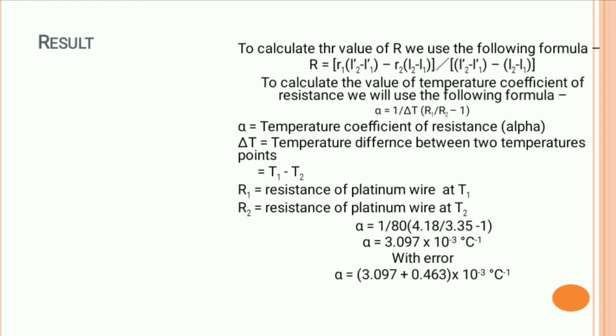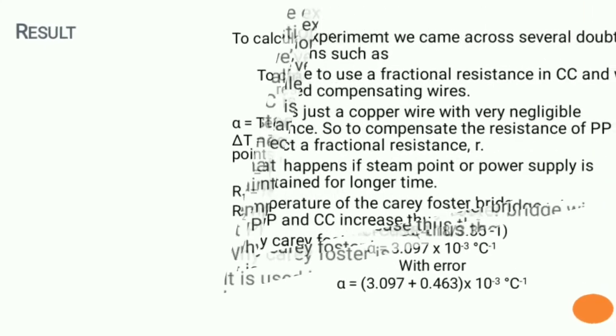Alpha is the temperature coefficient of resistance. Del T is the temperature difference between the two temperature points, that is, T1 minus T2. R1 is the resistance of the platinum wire at temperature T1. R2 is the resistance of the platinum wire at T2.